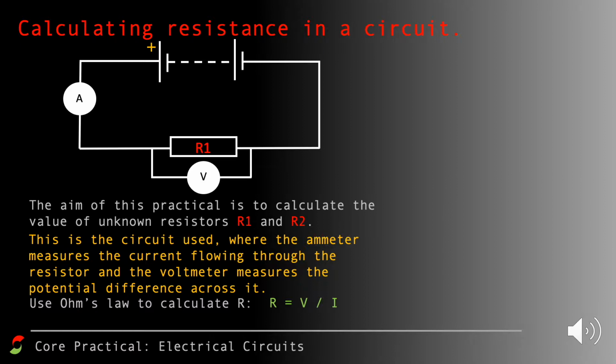And then you would take the resistor R1 out of that circuit, replace it with resistor R2, and then repeat it. And that way you could use Ohm's law to calculate an accurate value of R1 and R2 before moving on to the next part of the experiment.